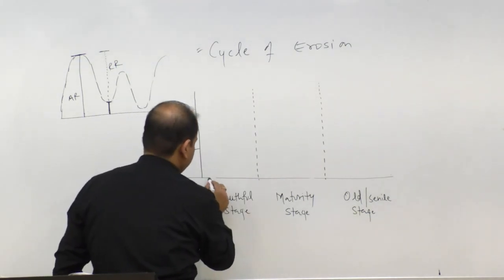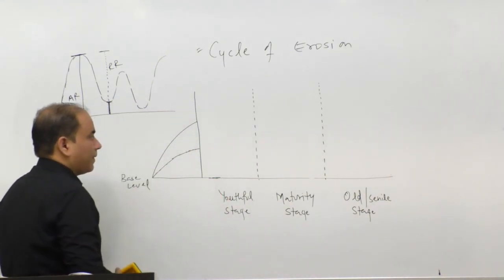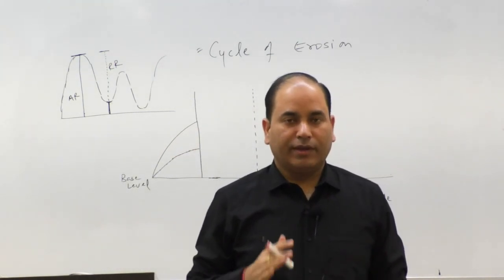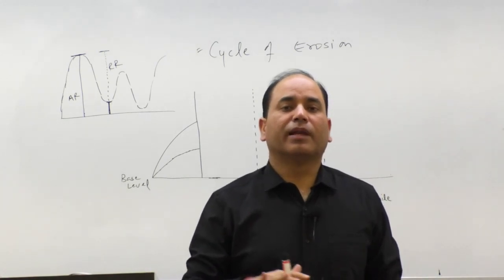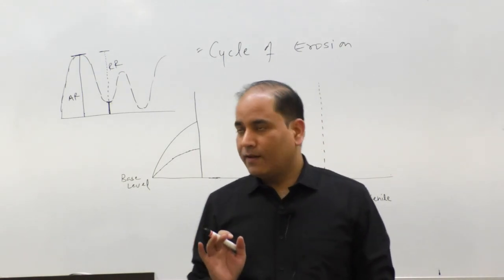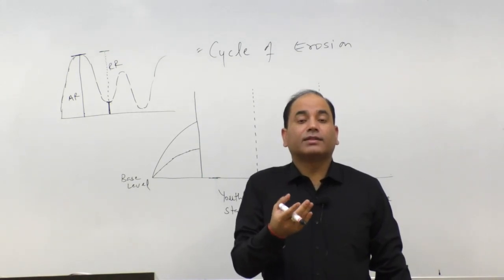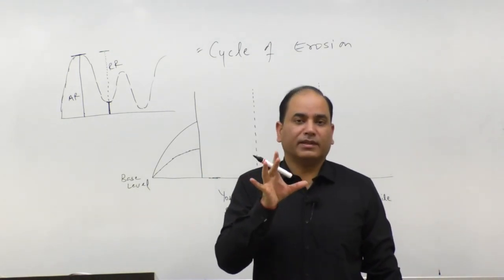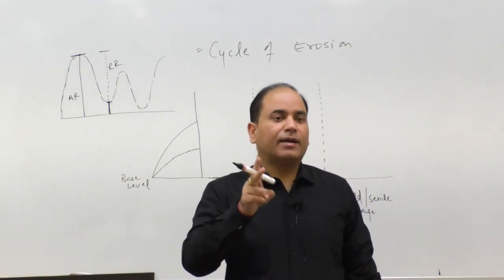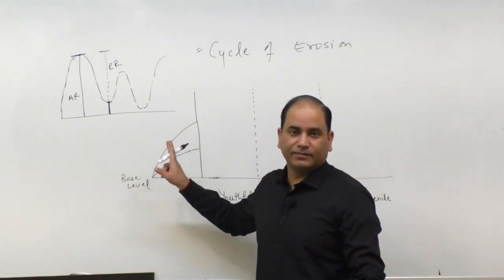Now, try to understand the idea of Davis. Davis is saying any landform development will start from the plane, and the landform development will start with sudden and rapid upliftment. So this is sudden, this is the rapid upliftment.